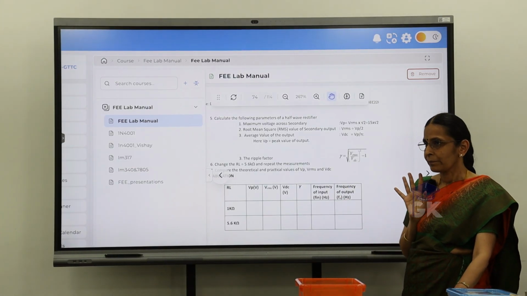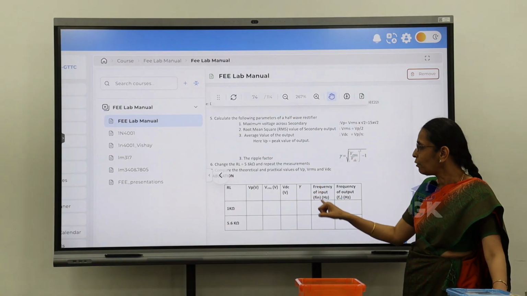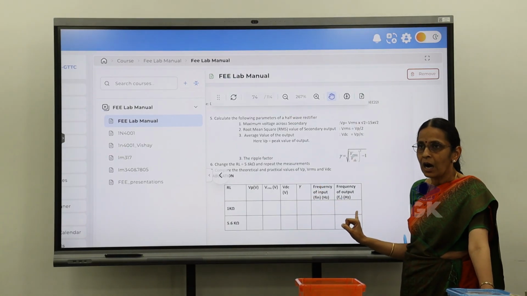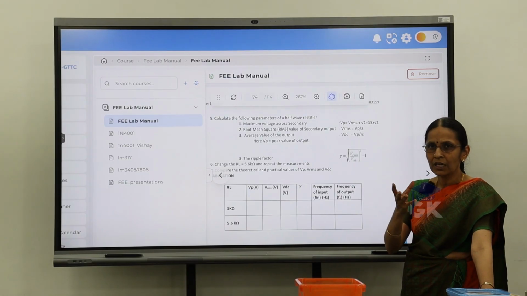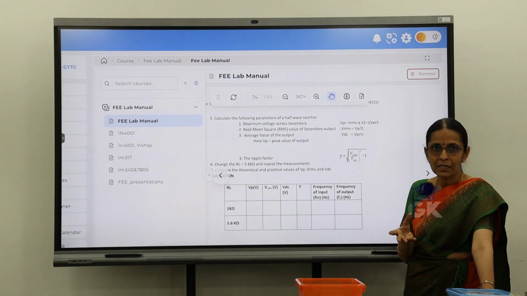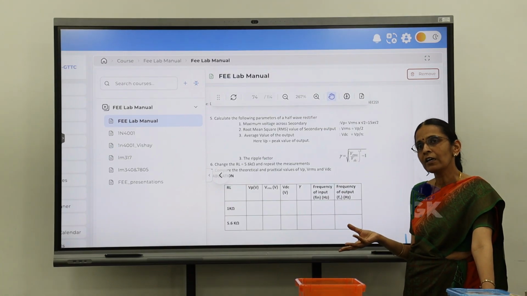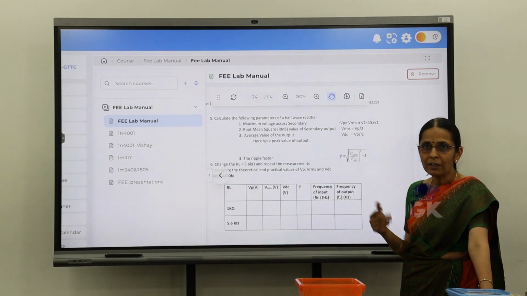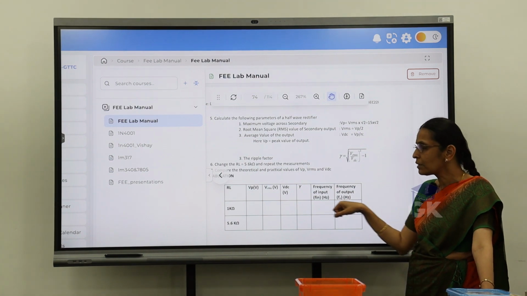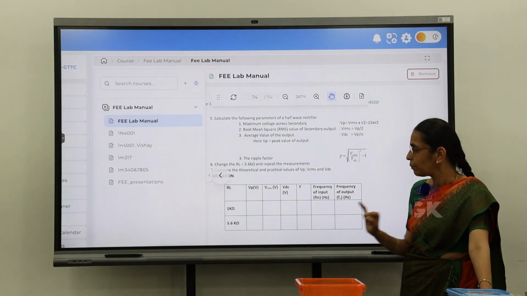Then we have to check whether the theoretical and the practical values are going to be the same or at least close by. Fine. So next is the frequency of the input signal and frequency of the output signal. In the DSO, channel 1 I have connected across the secondary, channel 2 across the load. From that I will be able to note down the frequency and tabulate it here.